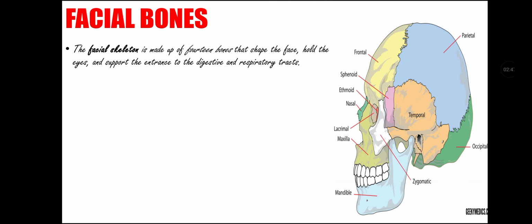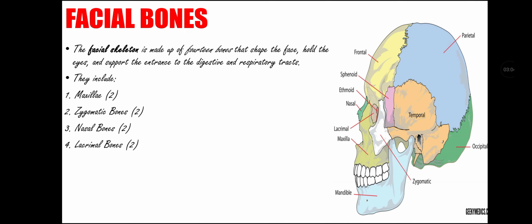Now let's talk about the facial bone. Facial skeleton is made up of 14 bones that shape the face, hold the eyes, and support the entrance to digestive and respiratory tracts. These bones include maxilla that are paired bone, zygomatic bone that are paired bone, nasal bone that are paired bone, lacrimal bone that are also the paired bone, palatine bone is the paired bone. Then we have inferior nasal conchae that are also the paired bone, vomer bone that is unpaired bone, and mandible that is also the unpaired bone of facial skeleton. As you can see here, two bones, vomer bone and mandible, are unpaired bone of facial skeleton, while all other bones are the paired bone of the facial skeleton.